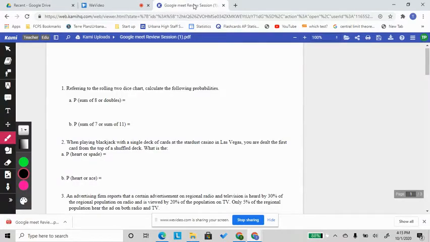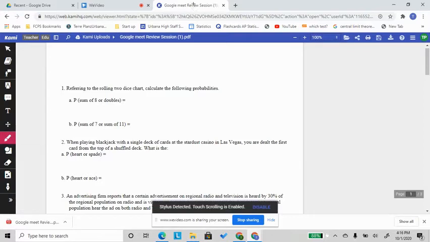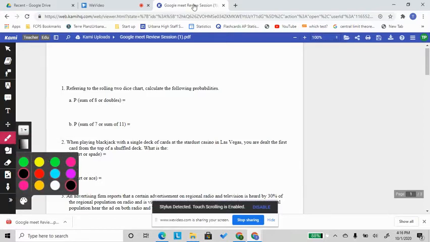Okay, here we go. All right, so this is what we did in the Google Meet session on Monday and Tuesday if you were not available to come. We are going to do a whole bunch of different kinds of probability questions, all the different types of questions that are on your test on Wednesday. To begin, we'll do the basic dice chart probabilities first.